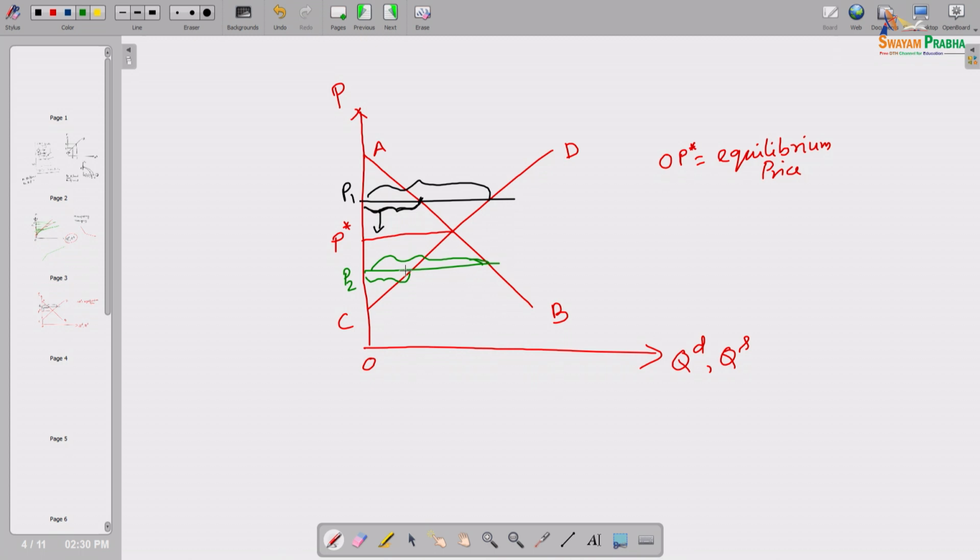Perhaps sellers will try to increase the price, because sellers know that a lot of customers are available and willing to purchase the product. So, even if we increase the price a little bit, they will purchase because they need that commodity, right. So, there will be a tendency for the price to go up.